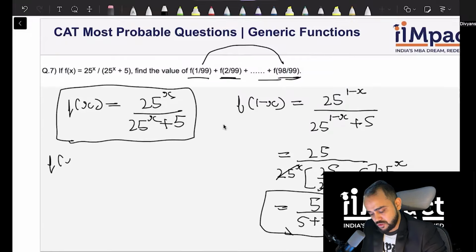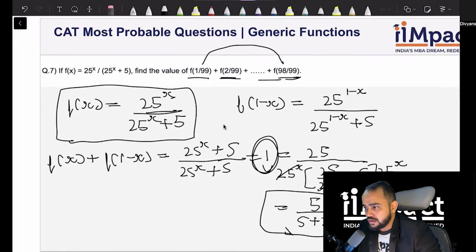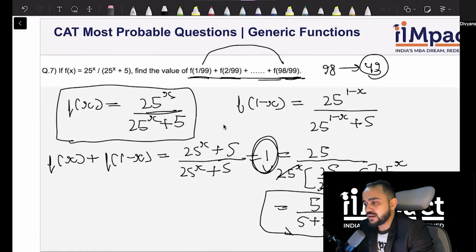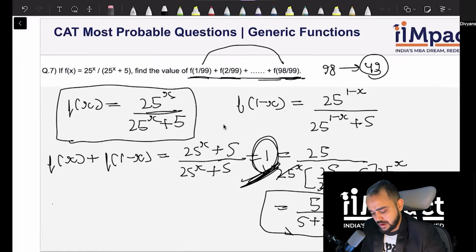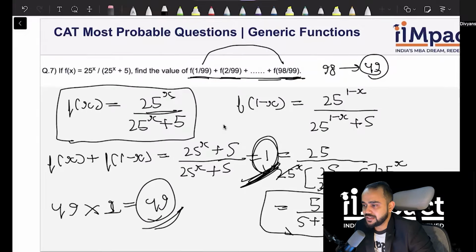If I add these two, what will I get? The denominator is same for both, which means 25x plus 5. I'll take it common. 25x plus 5 over 25x plus 5, that is 1. So the sum of the terms equidistant from either end is a constant number 1. So how many terms are total present? 98, which means I have 49 such pairs and the sum of each pair is equal to 1. So my answer is going to be 49 into 1, that is 49. So the answer for question number 7 is 49.